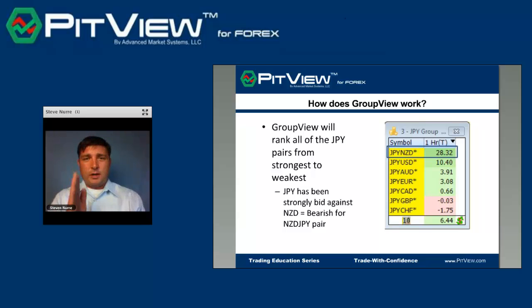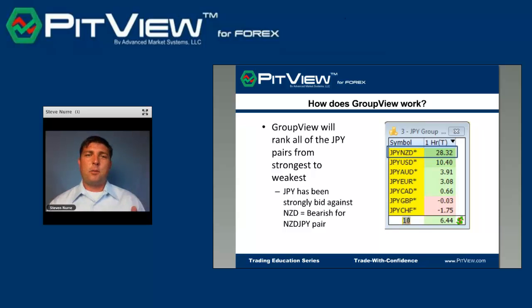The Group View screen is going to place the yen as the base currency in all these pairs, because we are measuring the bid and ask prices versus all these pairs to show you the buy and sell imbalance. So now that we know that the JPY has been strongly bid against New Zealand, we already know from Global View that the yen is strong, and now from a Group View standpoint, we know that the yen is being the most well bid, or has a buy imbalance from a liquidity provider standpoint, against the New Zealand dollar.